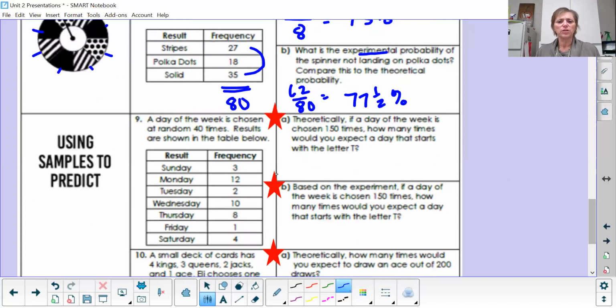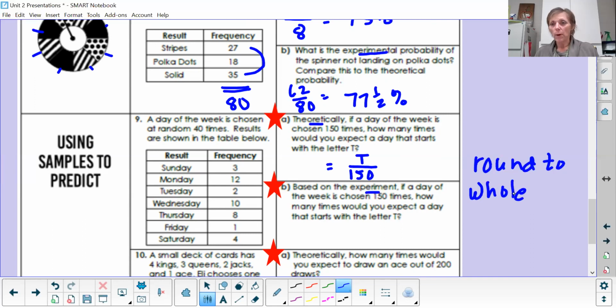Let me just kind of flash these two here first. Let's read. A day of the week is chosen at random. Forget the 40 right now because, again, we're on theoretical. And next we'll do experimental. Okay, so let's read the theoretical. If a day of the week is chosen 150 times, remember, this is before they did all this. How many times would you expect a day that starts with the letter T? So I'm going to put a T up here. That's what we're looking for. Remember, round to whole, because we are not looking for probability, we're looking for how many would you choose.